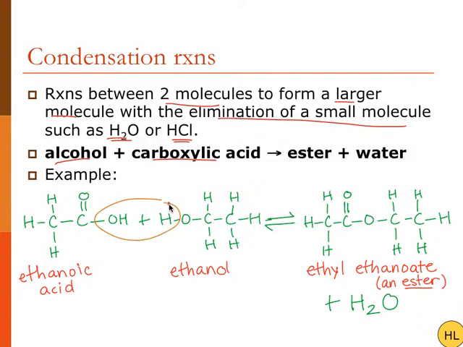These two are going to react to form water, leaving behind the ester, C double bond O with the O to another R group being the ester. Hopefully you can see how that would happen. These two things leave, and then the other two things join together, and it makes an ester.